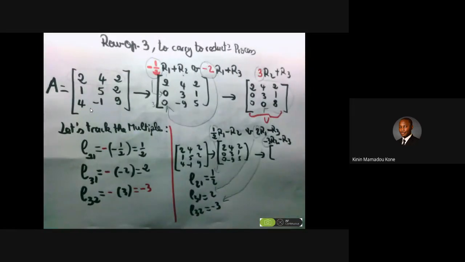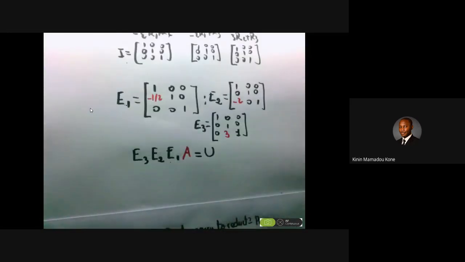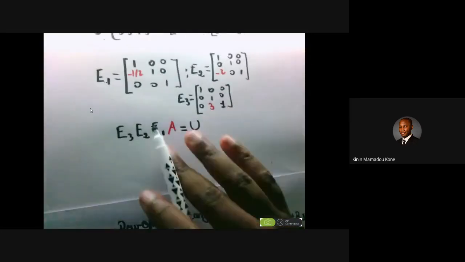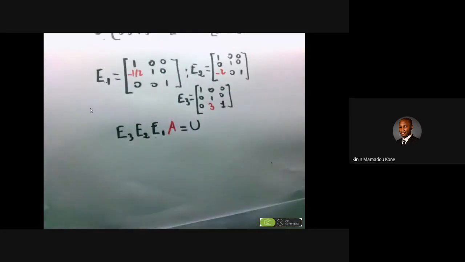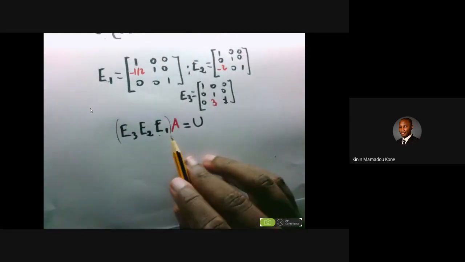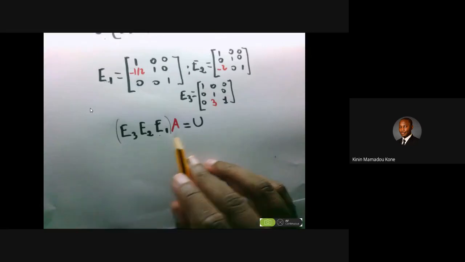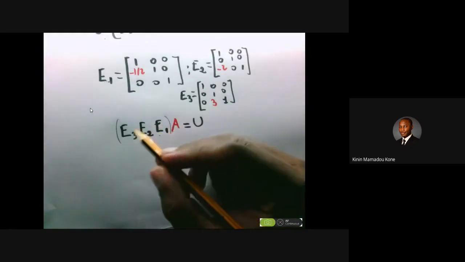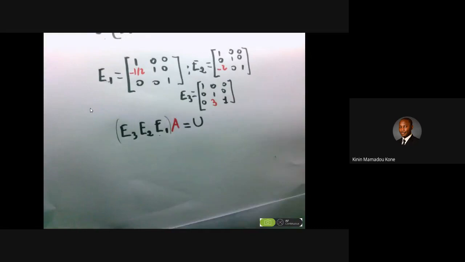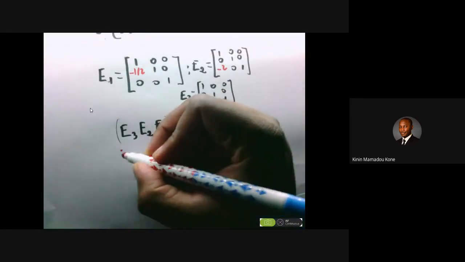Now, this is like the first one. The second one is to determine a relationship. Using what we've obtained, there is a relationship that we can get out of this. This is a product of matrices, so I can group E1, E2, E3 together, and what I'm going to do is multiply.